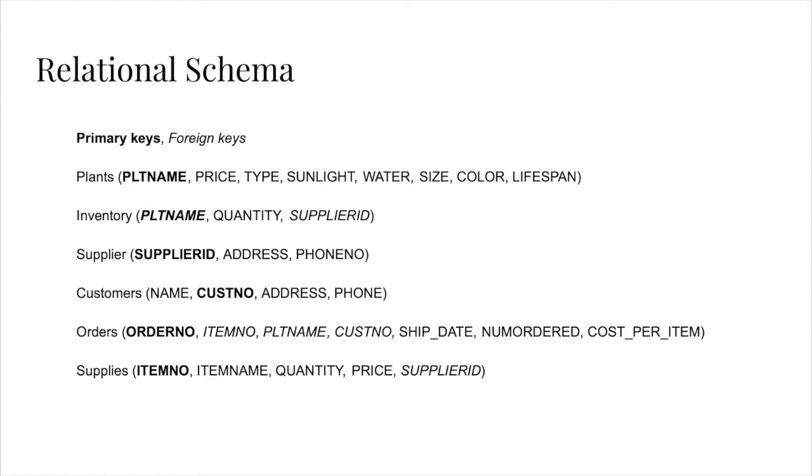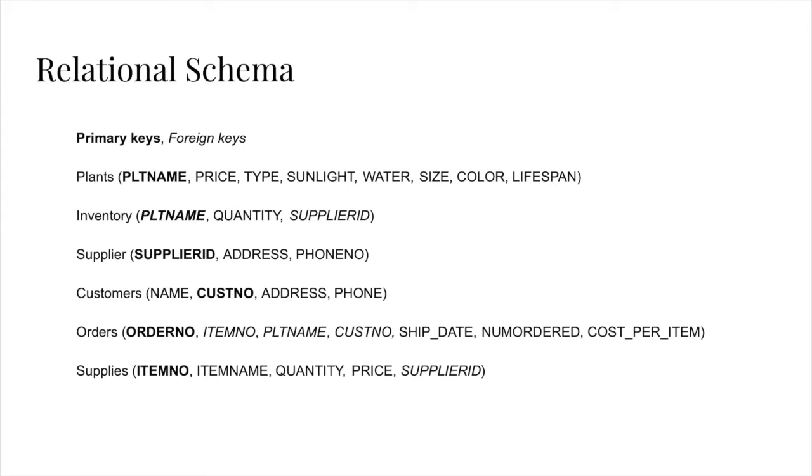A relation is a table with columns and rows, or rather, the outline for how the database will manage and organize the data. This diagram here contains all of the tables and their attributes that are essential to a company. The relations that are crucial to this business in particular include plants, inventory, supplier, customers, orders, and supplies. To explain it further, take a look at the first line.